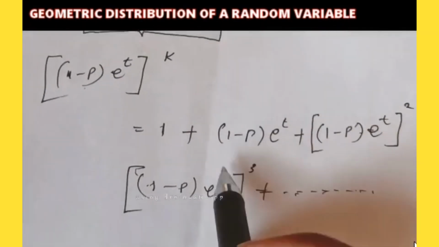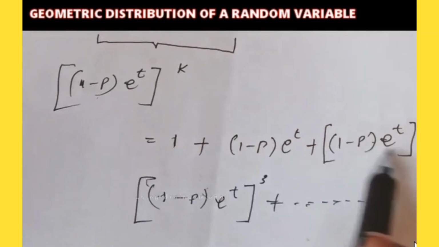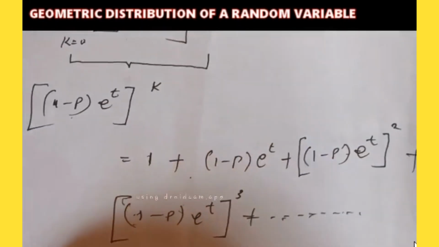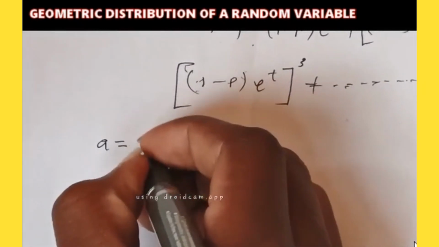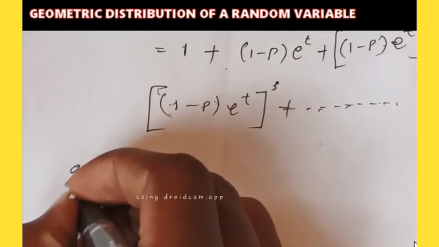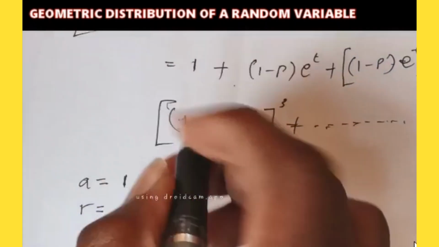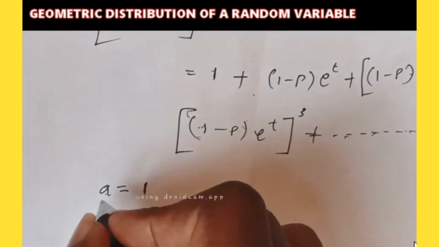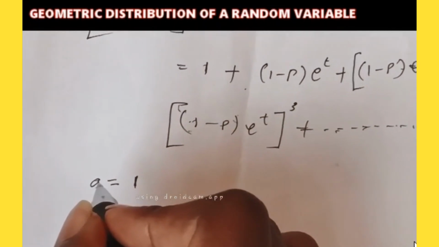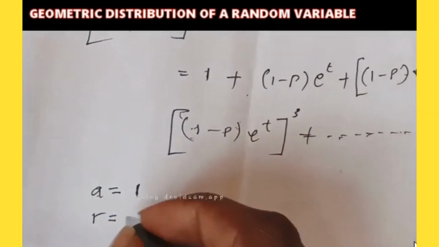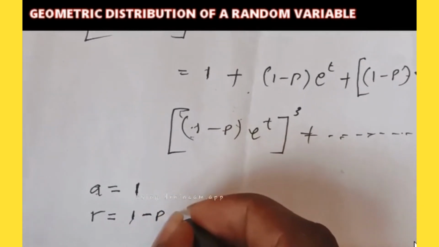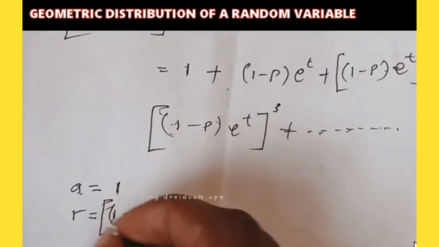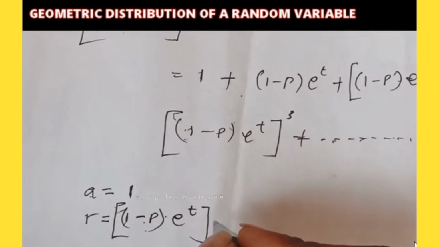When you look at this one, it is now called a geometrical series. And because we have a geometrical series, our A is equal to 1 and our R is 1 minus p exponential raised to t. This is our R, 1 minus p exponential raised to t.